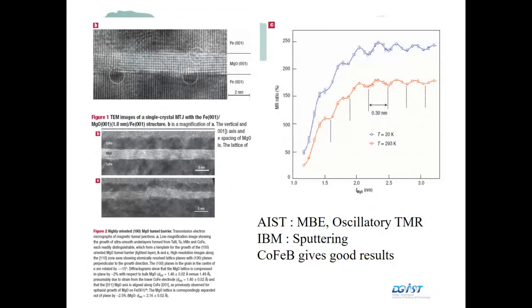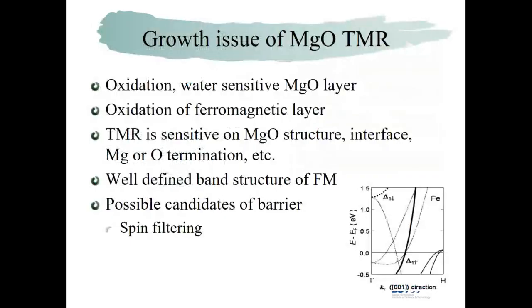Okay, so this is the TEM structure of the MgO layer. This is the MBE-grown TMR junction, and this is the sputtering-grown one, but still we have a quite well crystallized structure of the MgO. So the key issue is how we can grow the epitaxial MgO on a ferromagnetic layer.